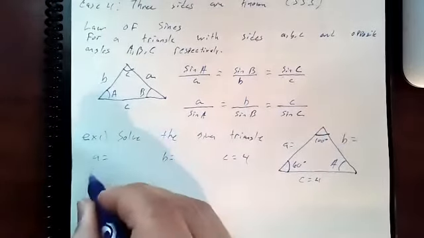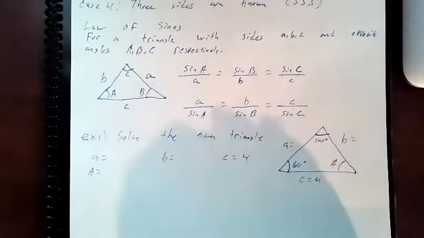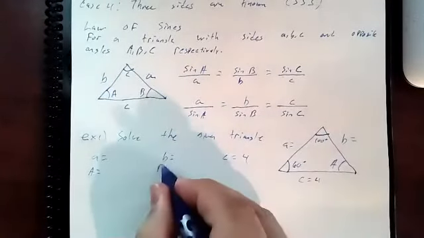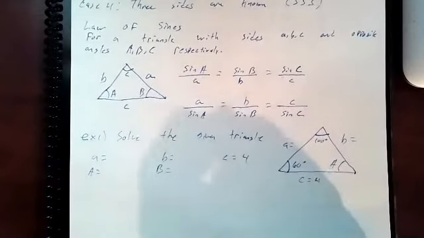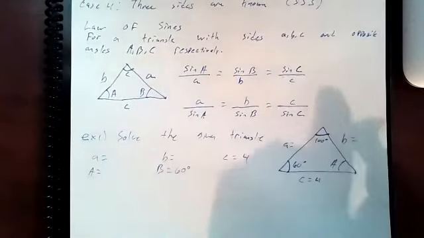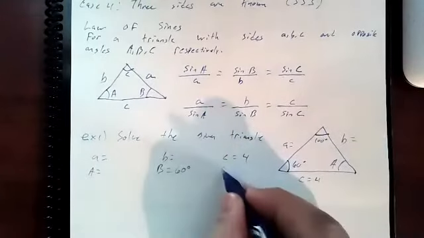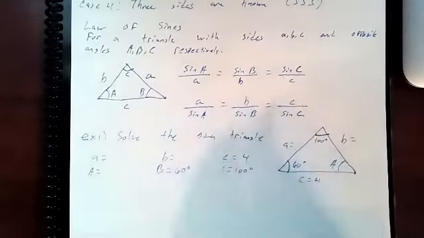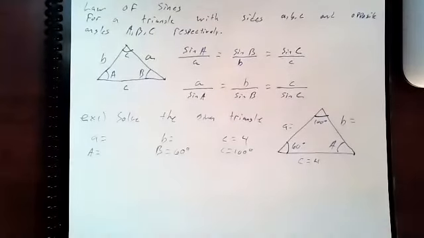Okay, capital A, we don't know. Capital B is over here. Capital C is up there. There we go. So let's see. We will use the law of sines to find the missing pieces.